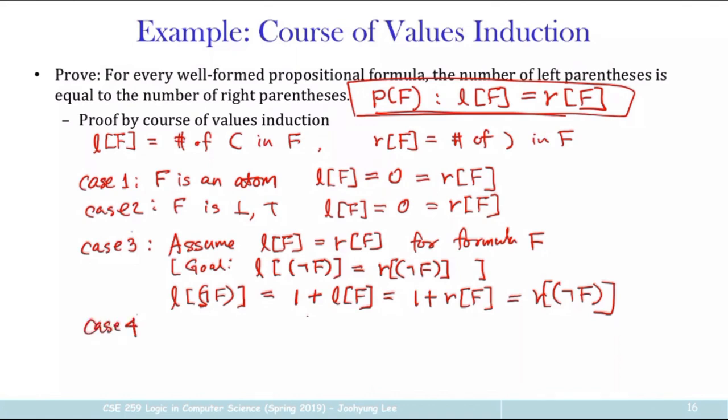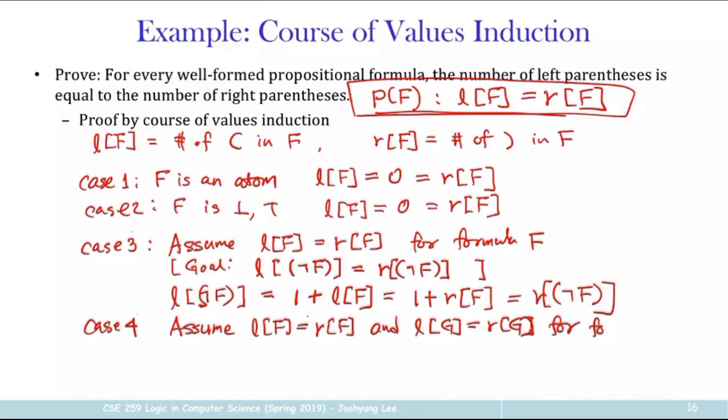Okay, case 4. In case 4, if you recall the previous one, we assume this induction hypothesis for two formulas. So we are going to say L of F is equal to R of F, and L of G is equal to R of G, for formulas F and G. So we are assuming the induction hypothesis for the subformulas F and G.